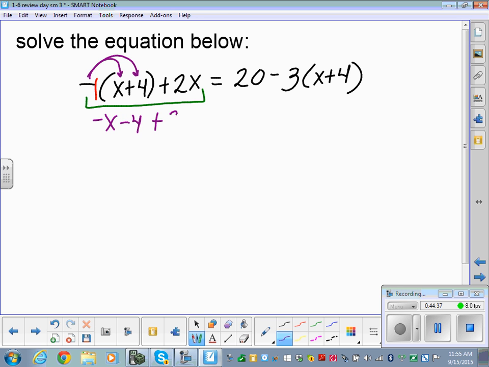And then we won't forget about our plus 2x that was still on the left. Okay, let's focus now on the right side here. Let's combine all like terms. Now be careful. You can't do 20 minus 3 first and then multiply it in.